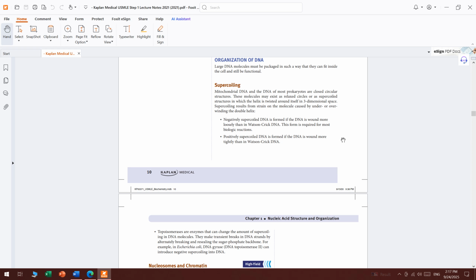Positively supercoiled DNA. This form occurs if the DNA is wound more tightly than in Watson-Crick DNA. This overwinding also introduces strain.